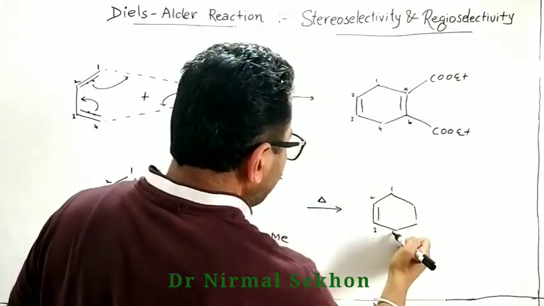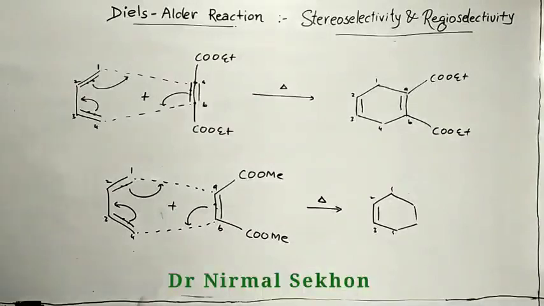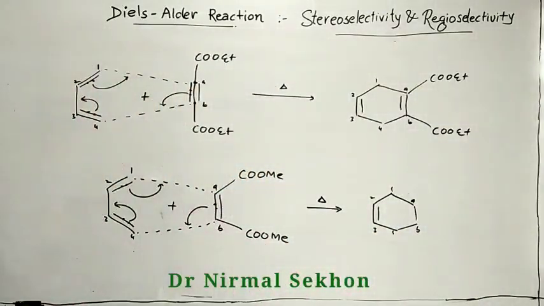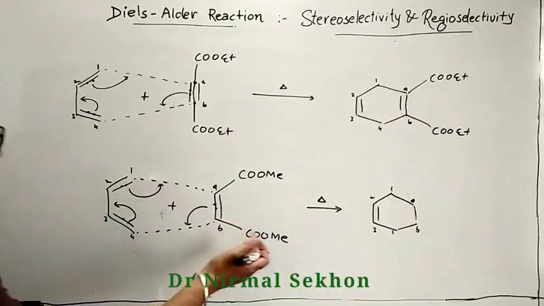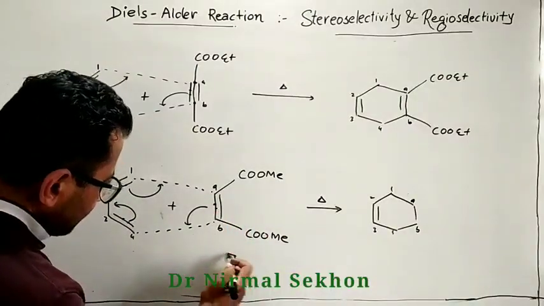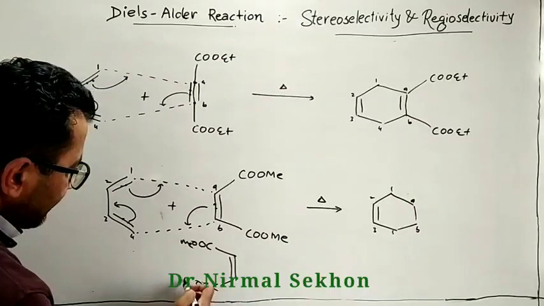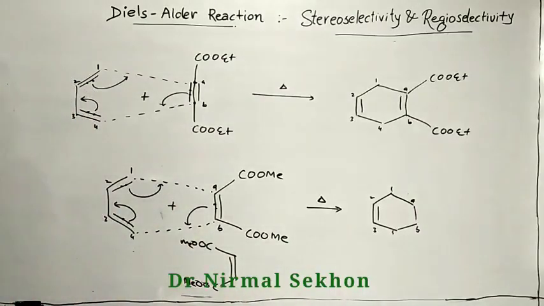Mark 1, 2, 3, 4, and mark A B also. Now at A and B we get chiral centers. So either these two groups we can draw like this or we can draw like this also. Both are the same thing. Okay. So it can add in two ways. So there is syn addition, both A and B added from the same side.